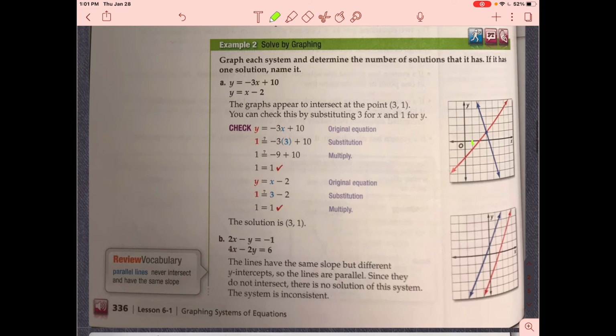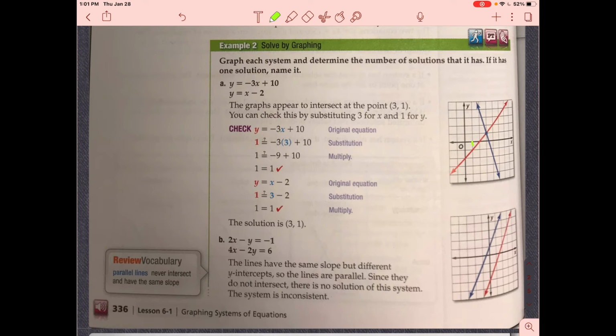Okay, when we solve by graphing, there's a couple things that are going to happen. Sometimes you're going to have to graph it by hand. And if you are graphing your lines by hand, you will want to put it in y equals mx plus b form, probably, because then you have a y-intercept and you have a slope that you can get your line easily graphed. Okay, these first two are in that format, but they've already graphed it for us, so we're just going to look at that.